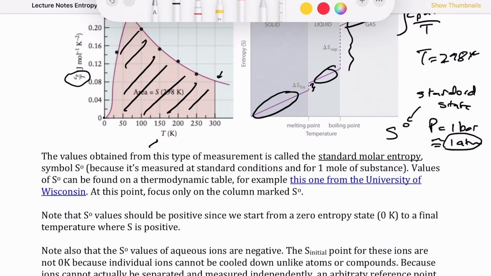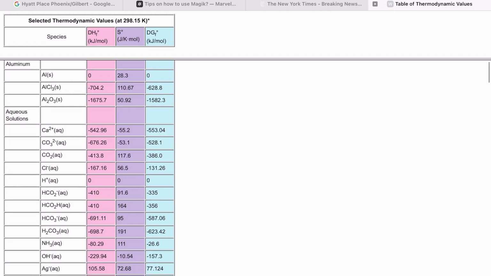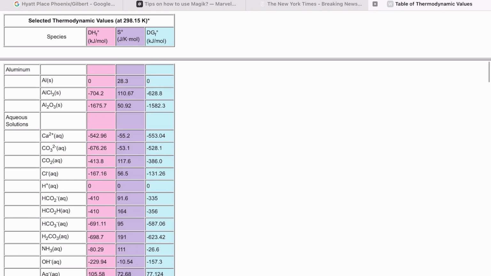If you want to look at values of S, you can find one from University of Wisconsin, which has a link to this. I linked it in the lecture notes. You can click on that and it will take you straight to the values of S and other thermodynamic values as well. But at this point, we're just going to focus on the column that is marked S, okay? So I just mentioned the value of absolute entropy that you can get at that link.